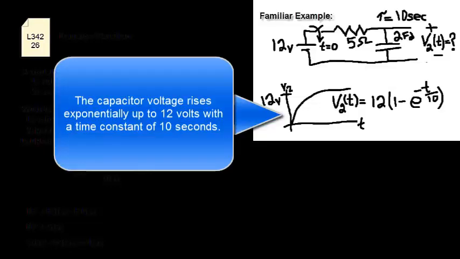Here is a familiar example: a 12-volt battery in series with a switch that closes at t equals 0, in series with a 5-ohm resistor and a 2 farad capacitor. Time constant is 10 seconds. Determine the voltage across the capacitor as a function of time. The capacitor voltage rises exponentially up to 12 volts with a time constant of 10 seconds.